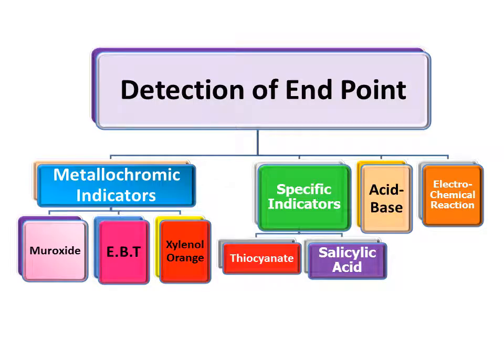How to detect the endpoint? Well, in complexometric titration, we usually use indicators, metallochromic indicators, such as murexide, EBT, xylenol orange, specific indicators, such as thiocyanate, salicylic acid, acid-base titration, electrochemical reaction. Well, let us discuss them.